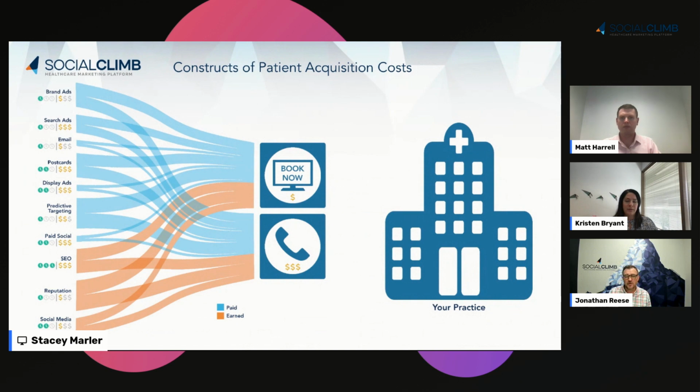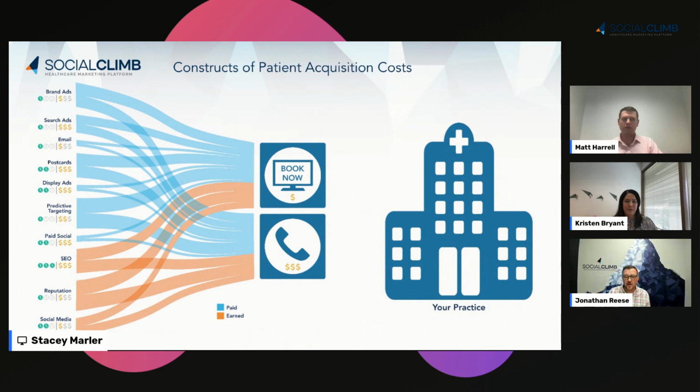As you can see here, we've got them separated into paid and earned media. Paid obviously costs money to do, and earned is organic social media and things like that. So they all funnel over into these two things in the center of the screen where it says book now or phone call. So what we're looking at here is all the different components of marketing and how we get them and convert them into actual people into your practice or patients into your practice.